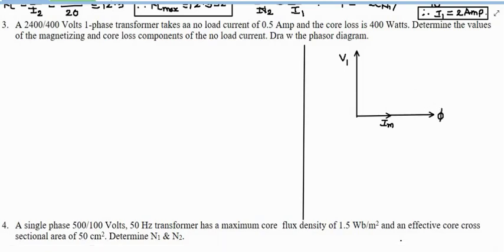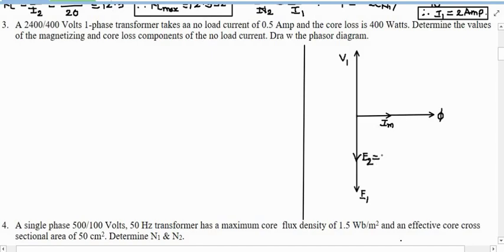When this flux links with the primary winding, it will induce the EMF of self induction in the primary, which will lag this flux by 90 degree. And the same flux will link with the secondary also and produce the EMF of mutual induction in the secondary, which is denoted by E2. At no load, this E2 is equal to the voltage developed across the load, that is V2, right?